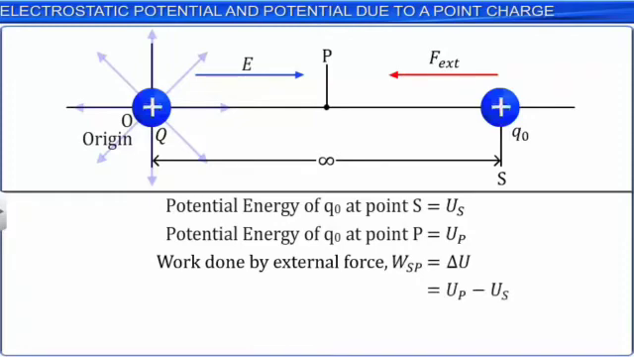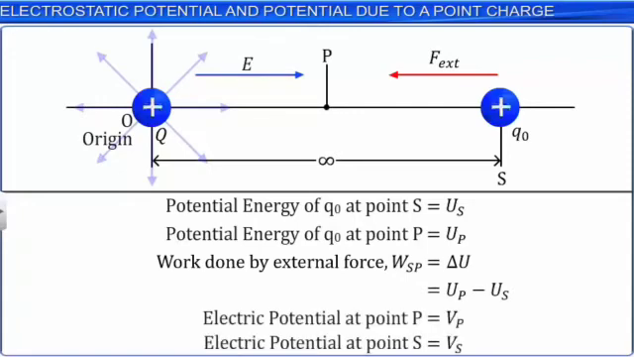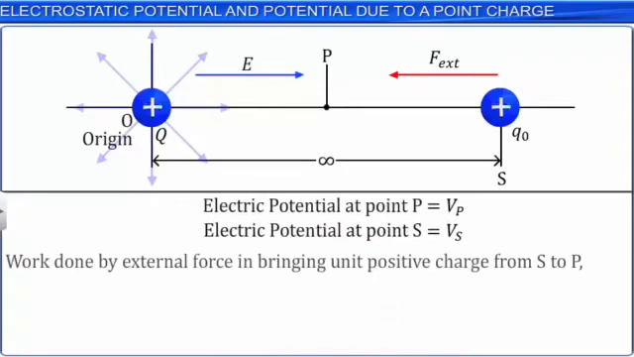If VP and VS denote the electric potentials at points P and S respectively, then the work done by the external force to bring the unit positive charge from S to P is equal to VP minus VS, which is in turn equal to UP minus US by q naught.